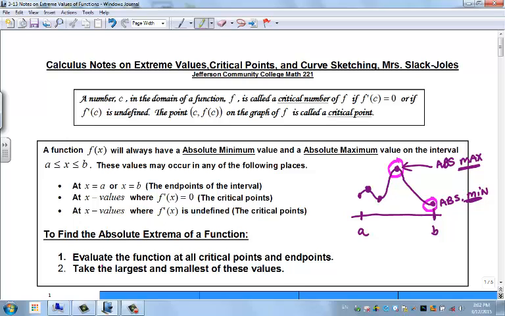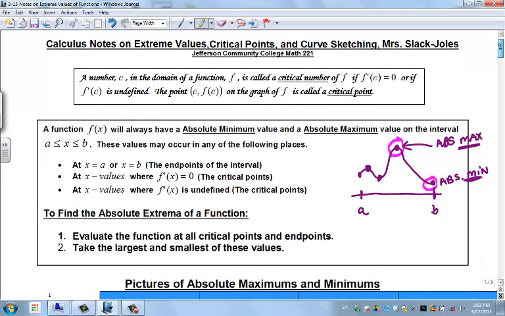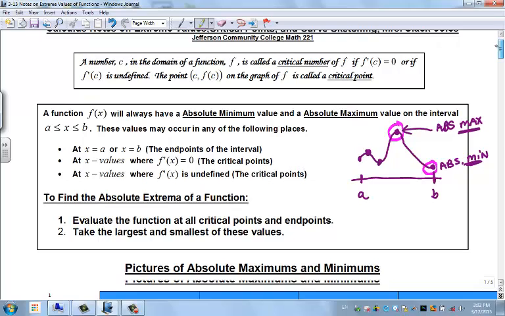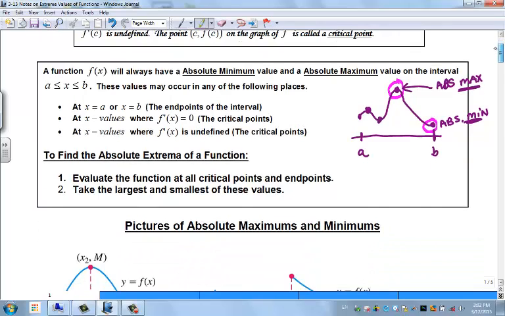To find these things is very simple. You find all the critical points of the function, you find the endpoints over your interval, and then you plug all of those into the function. And you take the largest and the smallest of those values. I'm talking about y values. When I talk about largest and smallest, maxes and mins, we're talking about the coordinates that have the highest and lowest y values.